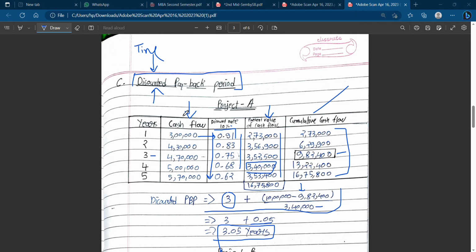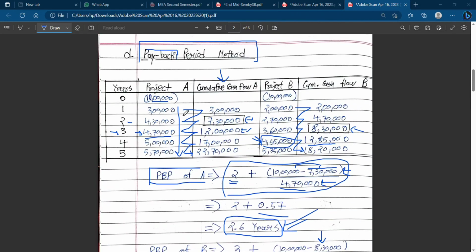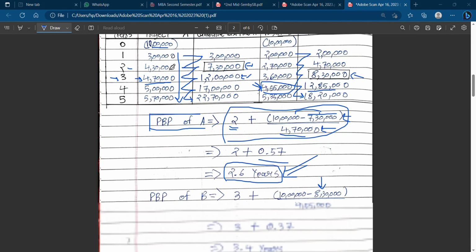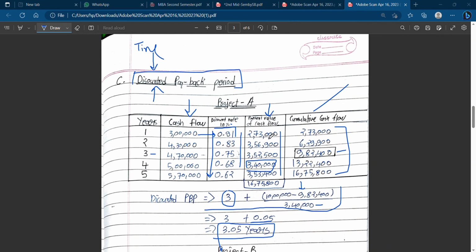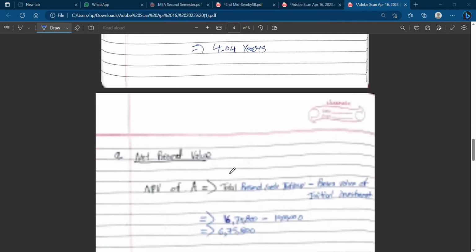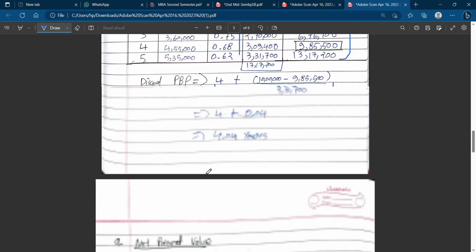So our two methods are clear: payback and discounted payback. Normal payback doesn't take the time value into account, and in discounted payback we only have to calculate the present values of our inflows. We calculate the factor, multiply it with the inflow to get the present value, and then calculate the payback. Now the other questions are very easy because we have calculated everything in these tables.